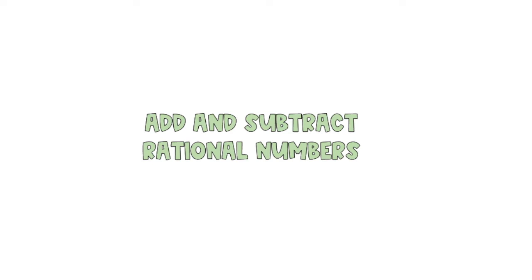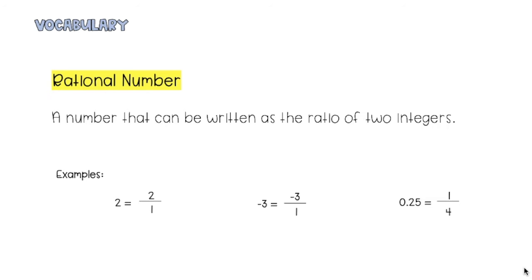Hi everyone, in today's video we are going to be adding and subtracting rational numbers. A rational number is a number that can be written as the ratio of two integers. For example, 2 over 1, negative 3 over 1, or 1/4 are all examples of rational numbers.